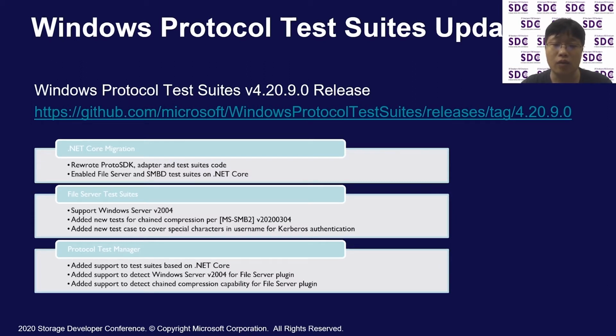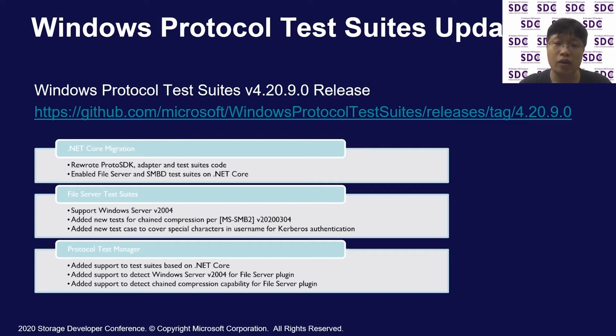Last, for our guide tool, Protocol Test Manager, we made it support our latest test suites based on .NET Core, and also we've updated the FileServer plugin so it could auto-detect the configuration we updated. I will show you how to use it in the demo later.